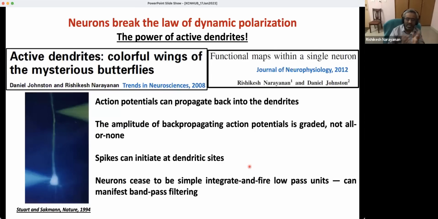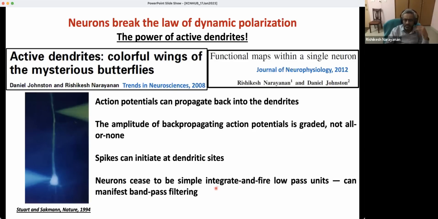So the whole idea of having a simple integrator to model the entire dendritic tree, which feeds into the axosomatic compartment for generating an action potential, went out of the window as a consequence of the presence of ion channels along the dendritic structure, right?